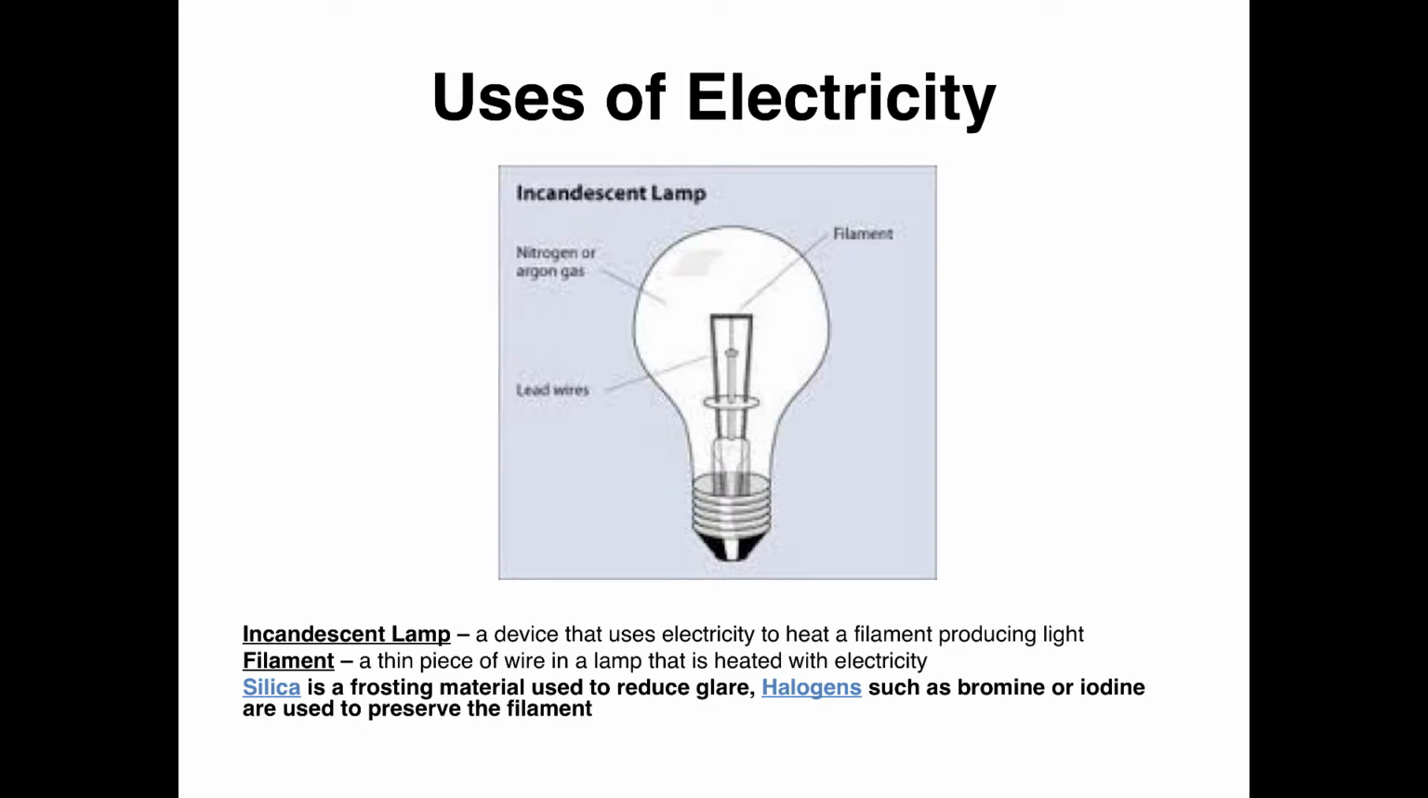Silica: you'll notice that many light bulbs have a sort of white frosting looking appearance, and silica is used in order to produce that frosting. This is to reduce the glare from the light. Halogens such as bromide and iodine can be used to help preserve the filament.